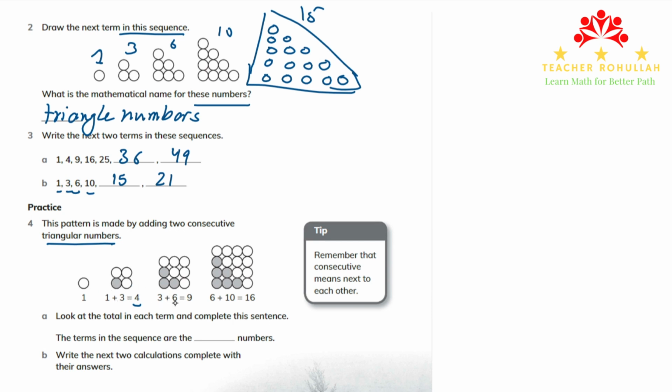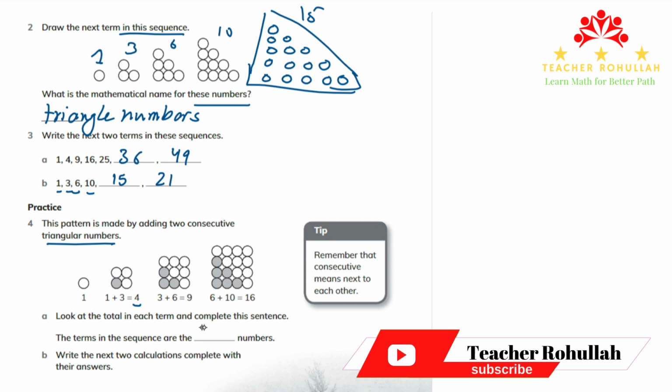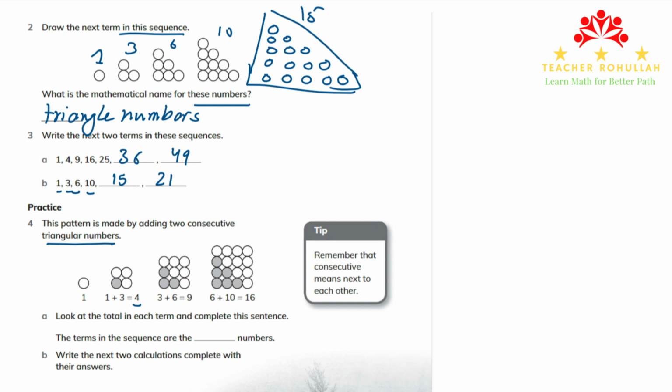And 3 plus the next triangle number is 9. 9 is also a square number. And 6 plus the next triangle number is giving us 16. And 16 is also a square number. Now part A says, look at the total in each term and complete this sentence. So we looked at the total in each term. The first one is 1, then 4, then 9, then 16. So the sentence says, the terms in this sequence are, these are the terms, 1, 4, 9, 16. They are square numbers.